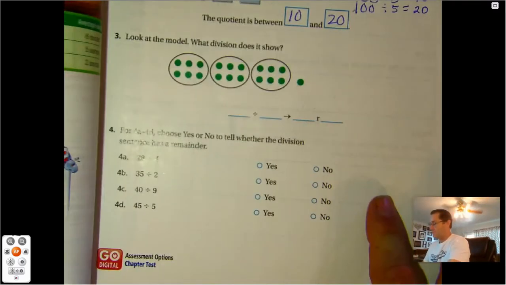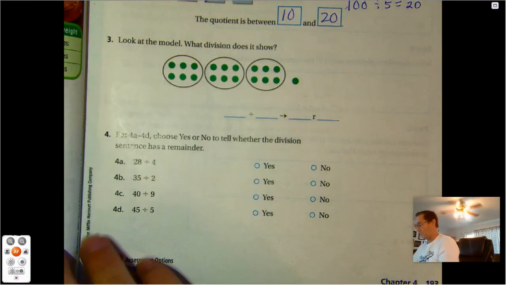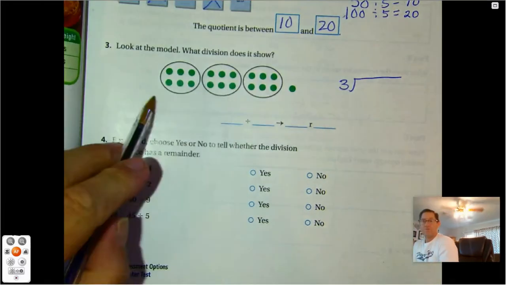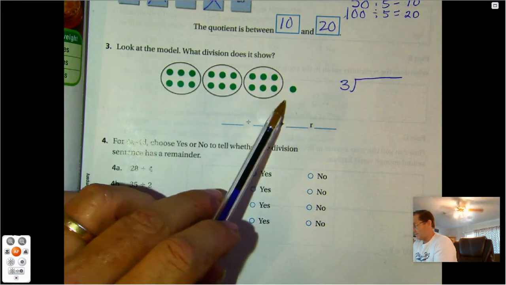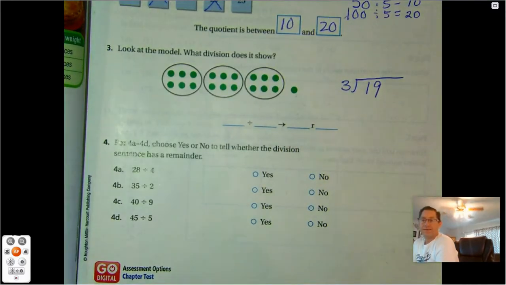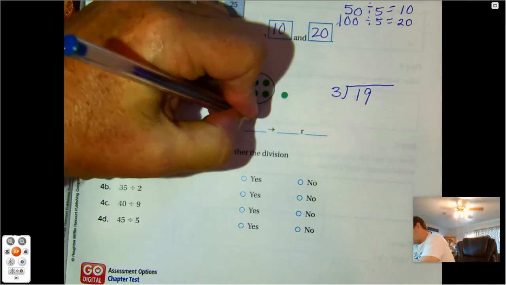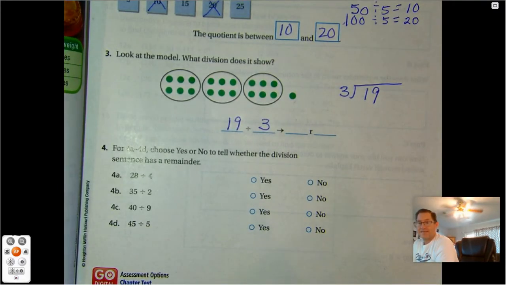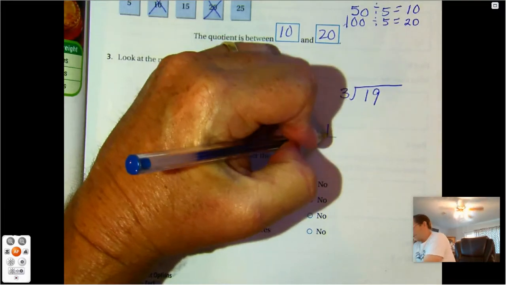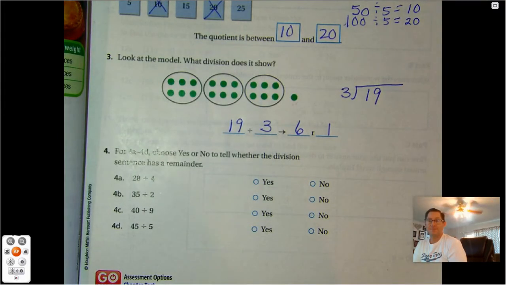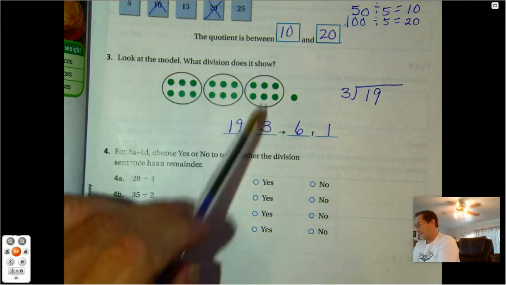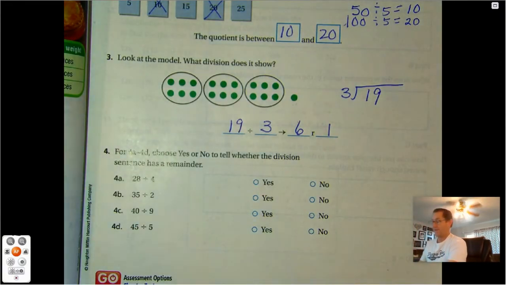Okay, number 3. Look at the model. What division does it show? When we put these into groups, that shows me the dividend. There's 3 groups, and I'm sharing these dots equally into the 3 groups. So 6, 12, 18, 19. So it's 19 divided by 3. And how many did we put into each of the groups equally? We put 6, and then there's 1 left over, so 6 remainder 1. So 19 is how many we're totally sharing, 3 is how many groups, and if there's anything outside the groups, that means it's left over, or a remainder.